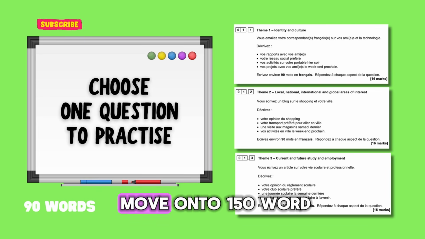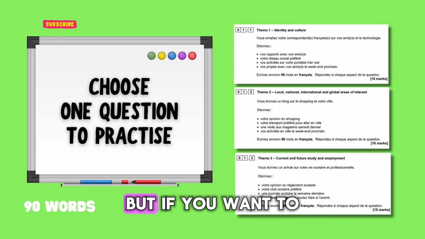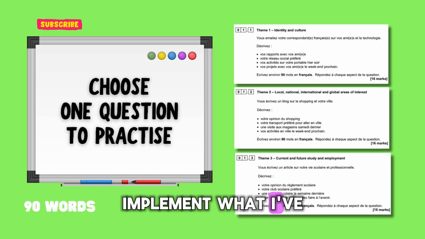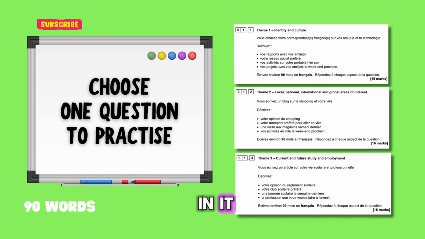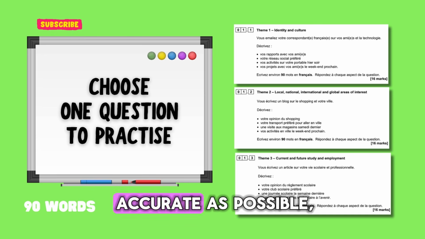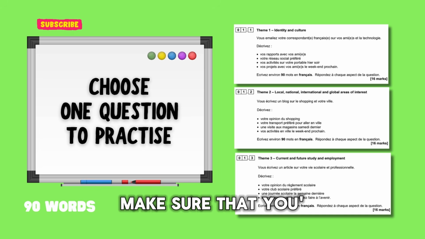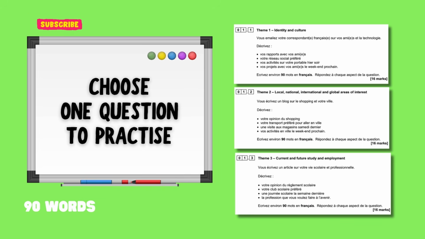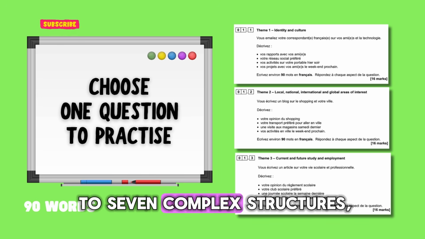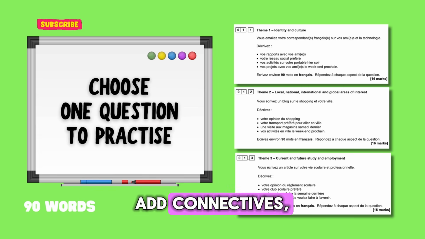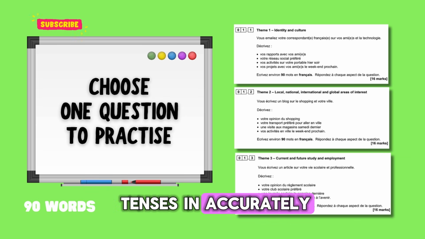I'm going to move on into the 150 word writing in a moment, but if you want to implement what I've already told you about, if you need some more practice, choose one of these practice questions and make sure that you are answering all 4 bullet points. Make sure that you're doing a plan and adding some detail in it. Aim to be as accurate as possible. Give 2 opinion phrases minimum. Make sure that you're avoiding repetition. Try to use 4 to 7 complex structures. Add connectives, and make sure that you get 3 tenses in accurately.